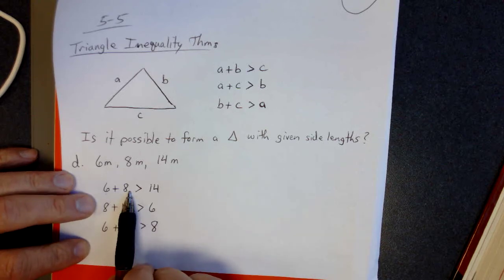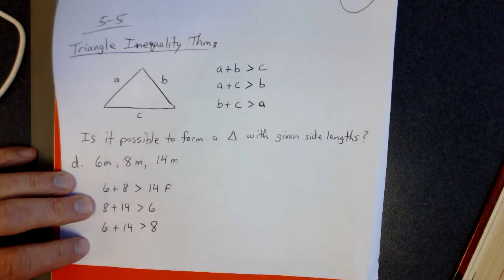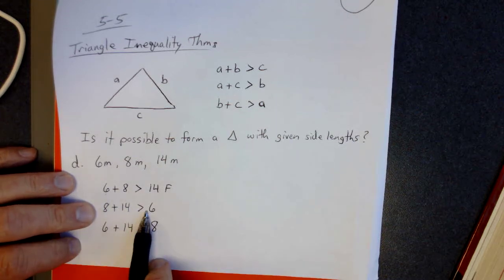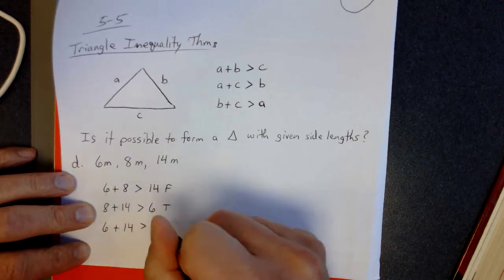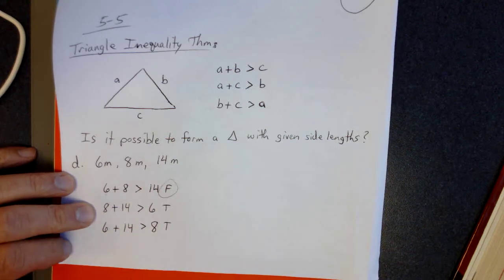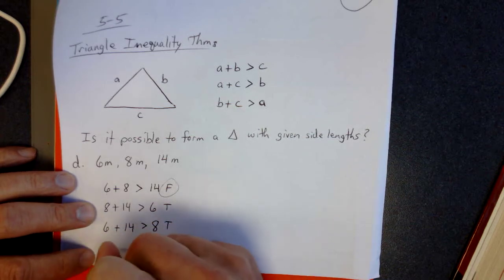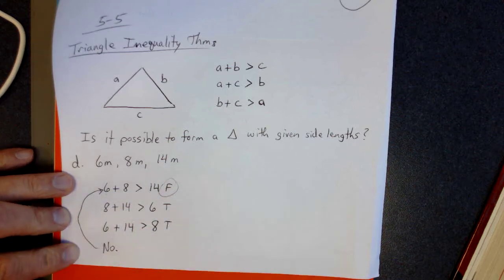6 plus 8 is 14. 14 is not bigger than 14, so this is not true here. This one would be false. The others are going to end up being true. 8 plus 14 is 22. That is bigger than 6. 6 plus 14 is 20. That is bigger than 8. So these two work, but since this one does not work, these will not form a triangle. So our answer here would be no. And if they want an explanation, here would be your explanation right there. 6 plus 8 is not bigger than 14, so that would not form a triangle.